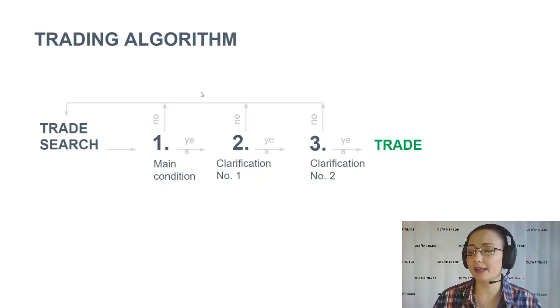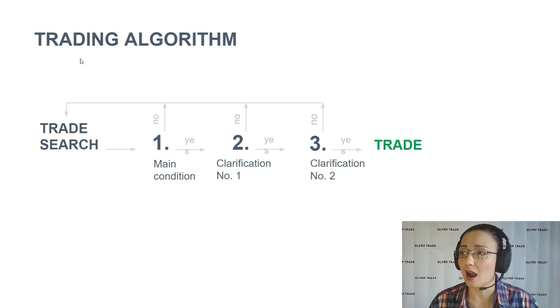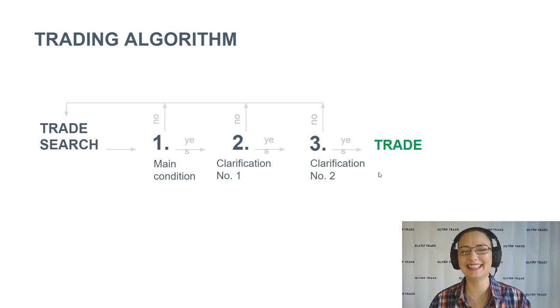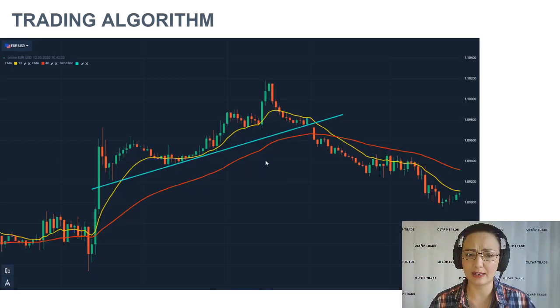So for example, right here, our trading algorithm has 3 steps. Our main condition is formed. We continue to our second condition. Our second criteria is met. Then we move to the third condition. And once the third condition is met, it is then that we open our trade.